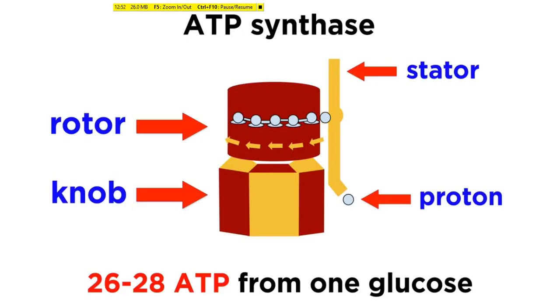With the NADH and FADH2 that is generated from a single molecule of glucose, we can get around 26 or 28 ATPs from this activity. So this is the pathway that generates the majority of cellular energy.